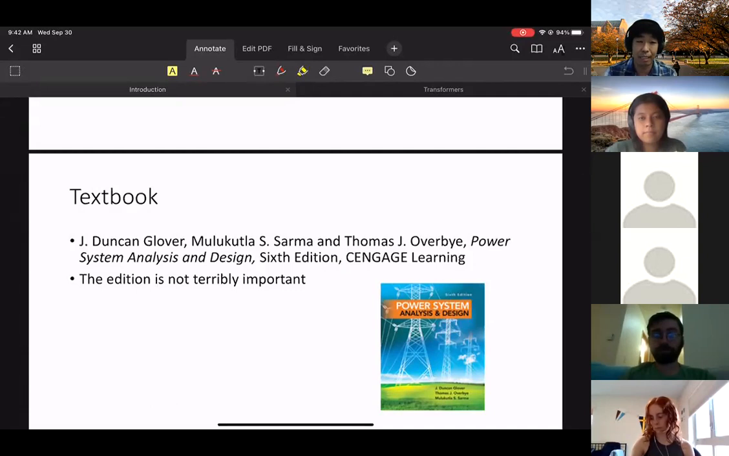Okay, the edition is not the most important thing, but this is a reference for your homework, for your exams, and so on. This is the only required textbook we have for the class.